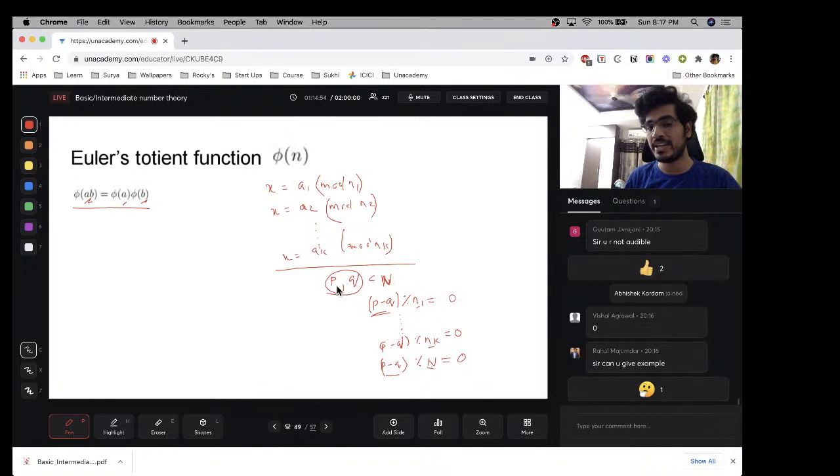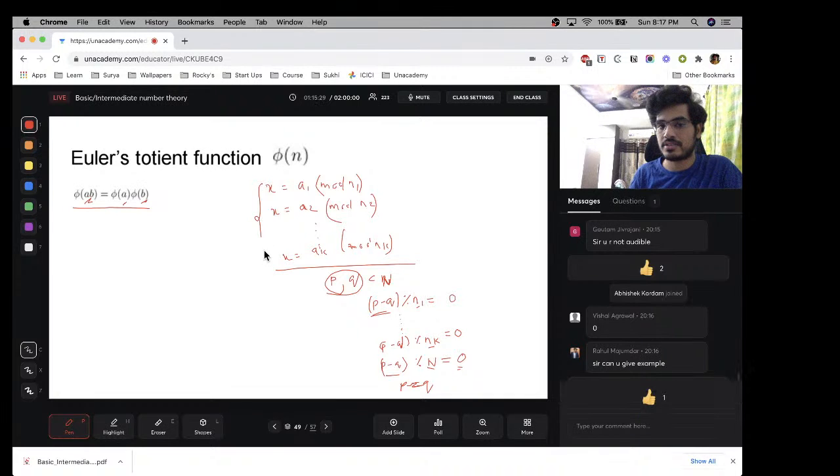Since p and q both are less than N, such a pair can exist only if p is equal to q. If p is not equal to q, p minus q will not be equal to 0. So we proved that there exists only one number p which satisfies all these equations.